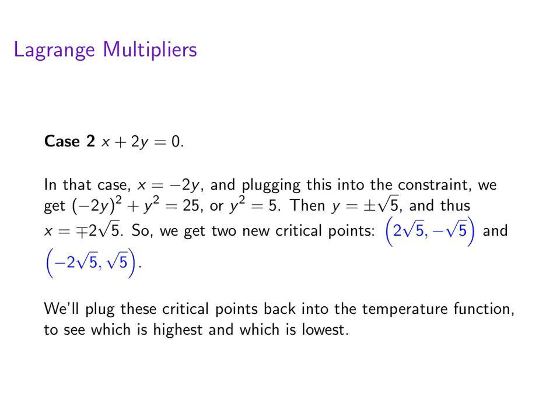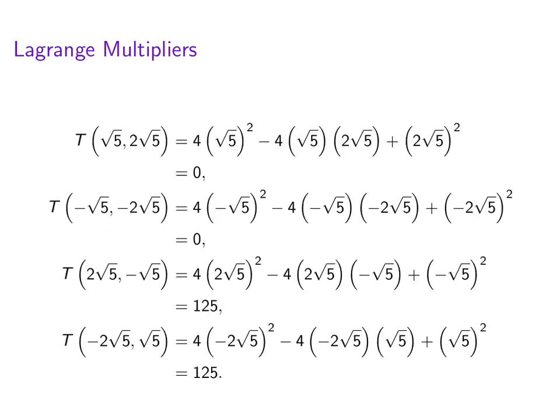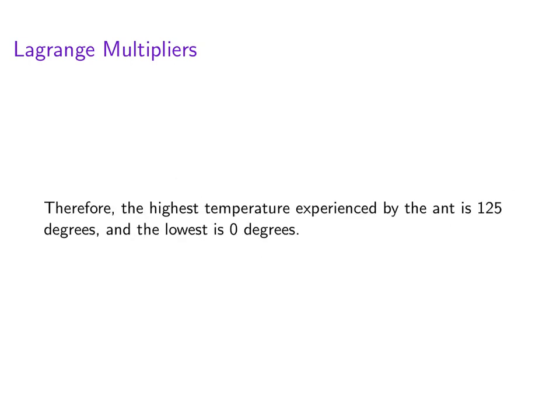We're going to plug these 4 critical points back into our temperature function to see which is the highest and which is the lowest. All right, I'll spare you all the algebraic details. The first 2 that you plug in, you'll get a temperature of 0, and the second 2 that you get, you'll get a temperature of 125. So the method of Lagrange multipliers tells us that the highest temperature experienced by the ant is 125 degrees and the lowest is 0 degrees. Okay, that's all for now.